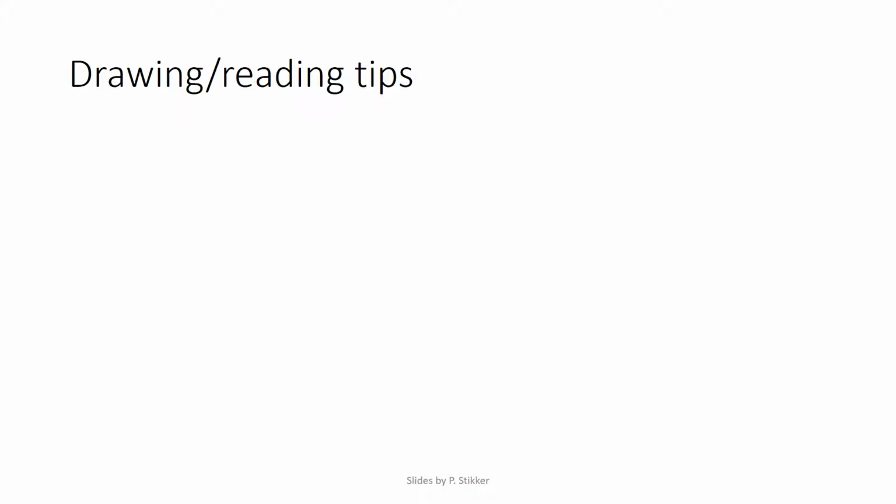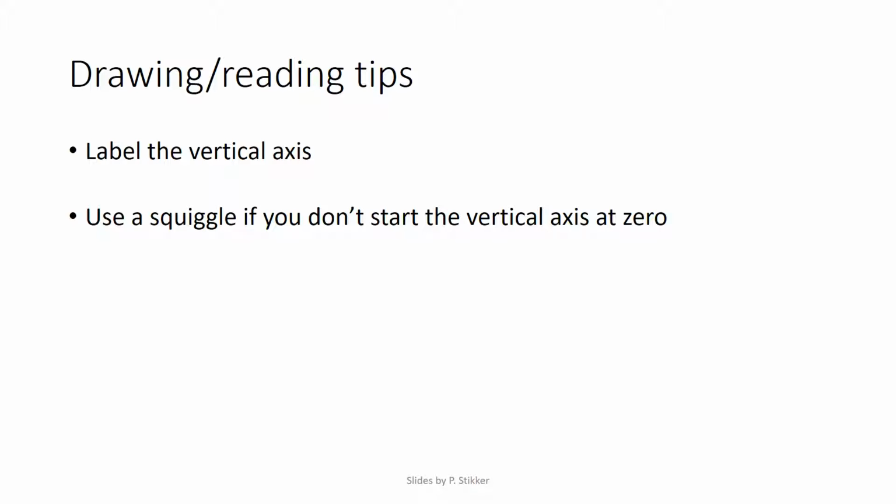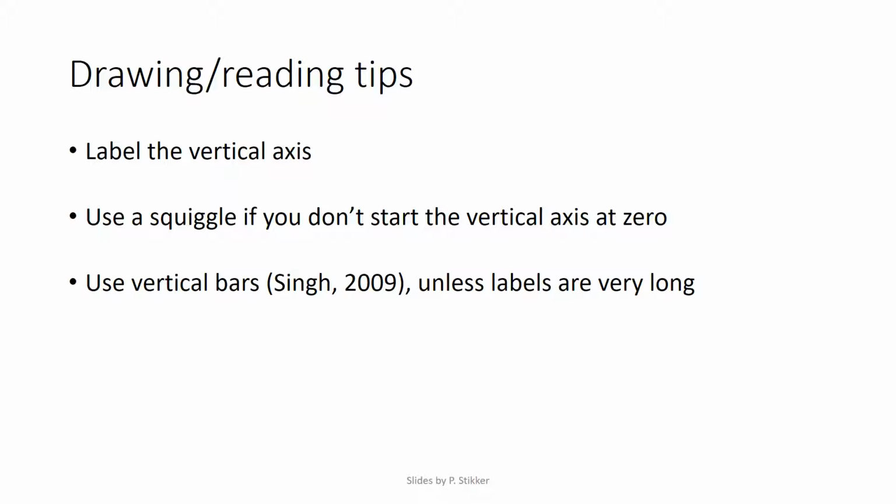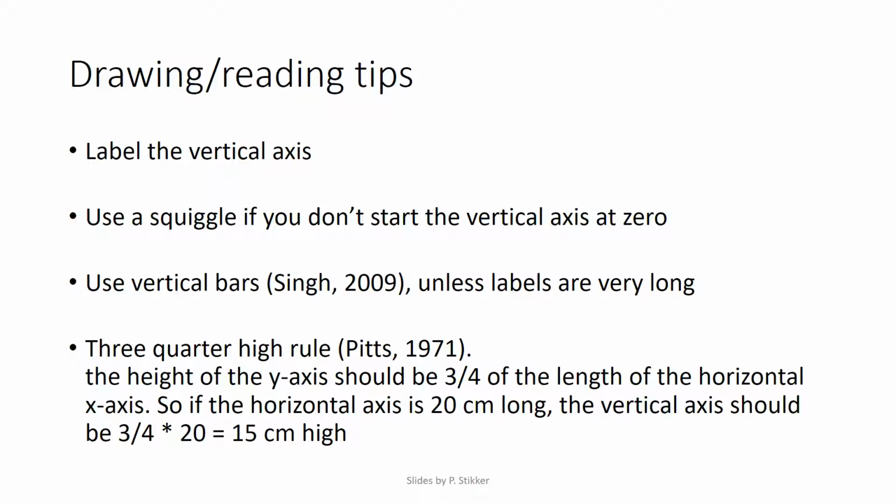So my pointers when drawing a bar chart would be to label the vertical axis, or check what the vertical axis represents. Use a squiggle if you don't start the vertical axis at 0, or if you're reading one, check where it starts. Use vertical bars unless labels are very long. And I also came across something known as the 3/4 high rule from Pitt, which mentions that the y-axis should be about 3/4 of the length of the horizontal x-axis, or the maximum should be 3/4. So if the horizontal axis is 20 centimeters, the vertical axis should be about 3/4 of 20, it's 15 centimeters.